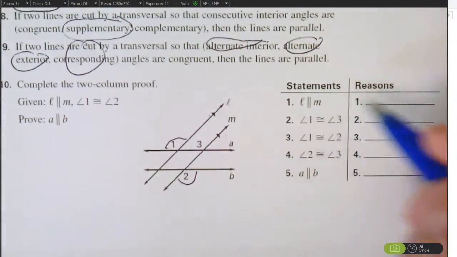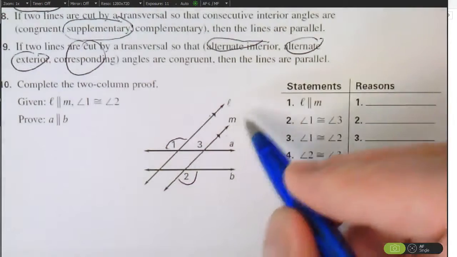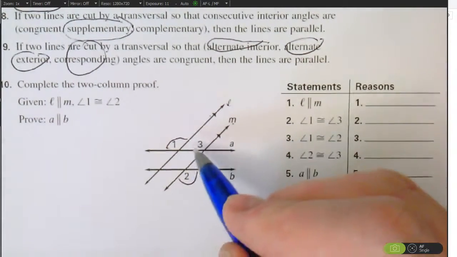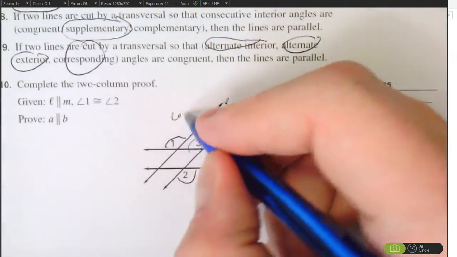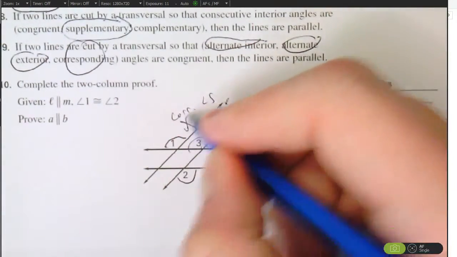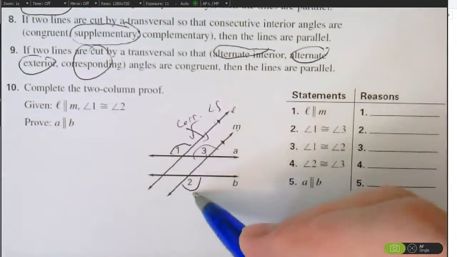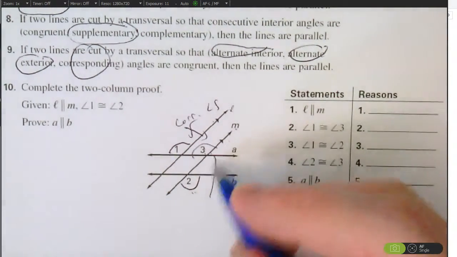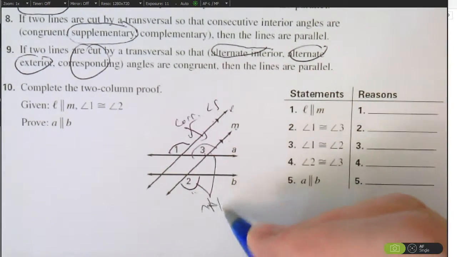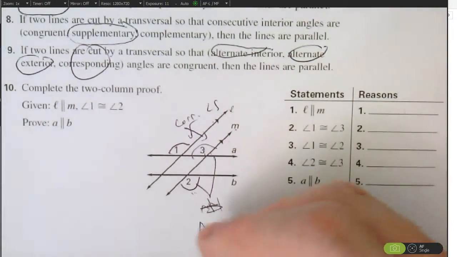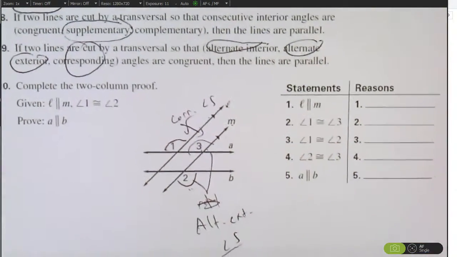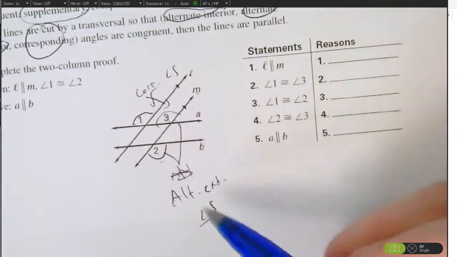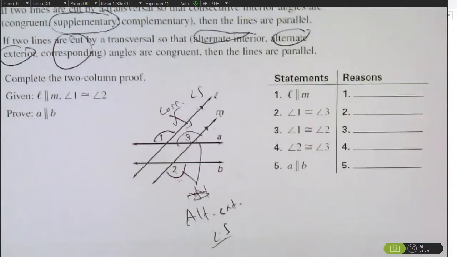Well, going through the proof here, I know that L and M are parallel. That means then I know that 1 and 3 have to be congruent because they are corresponding angles. And then look, if 3 and 2 are congruent as well, they are alternate exterior angles. There we go. That's how I can prove lines are parallel. I've got a pair of alternate exterior angles that are congruent. Therefore, the lines must be parallel.